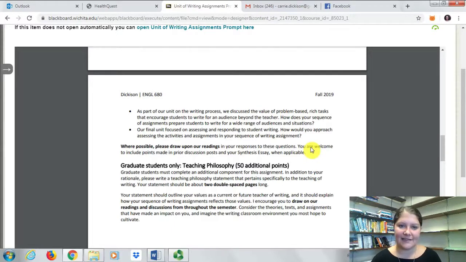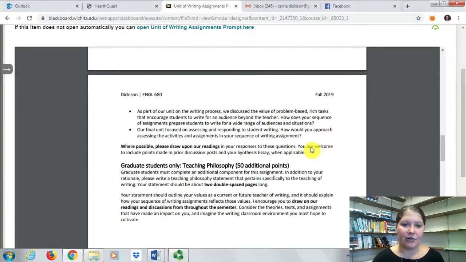And as I say in this last paragraph, where possible, I want you to draw on the readings in your response to these questions. So I'm going to be looking for you to be making connections back to readings that we've done throughout the semester to demonstrate that you're thinking about how the unit that you've put together reflects the ideas that we've been talking about and reading about throughout the semester.